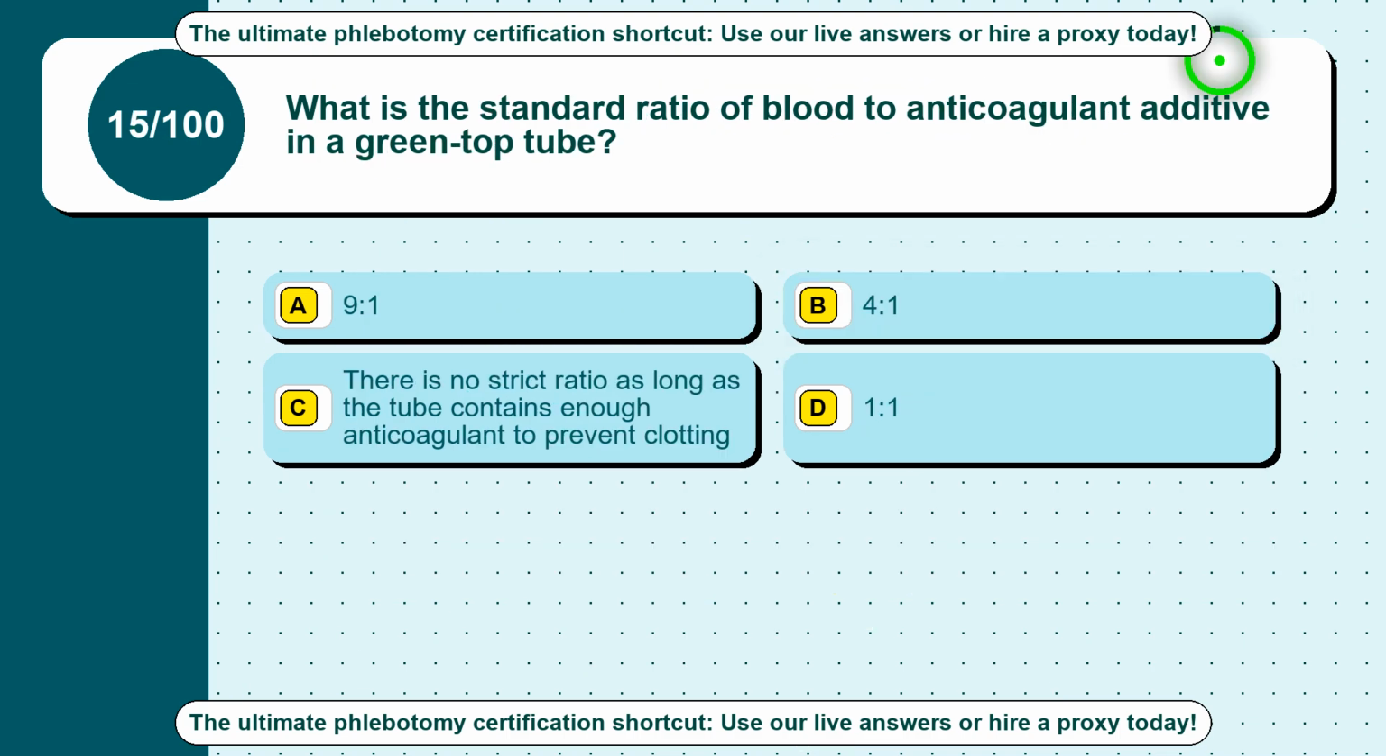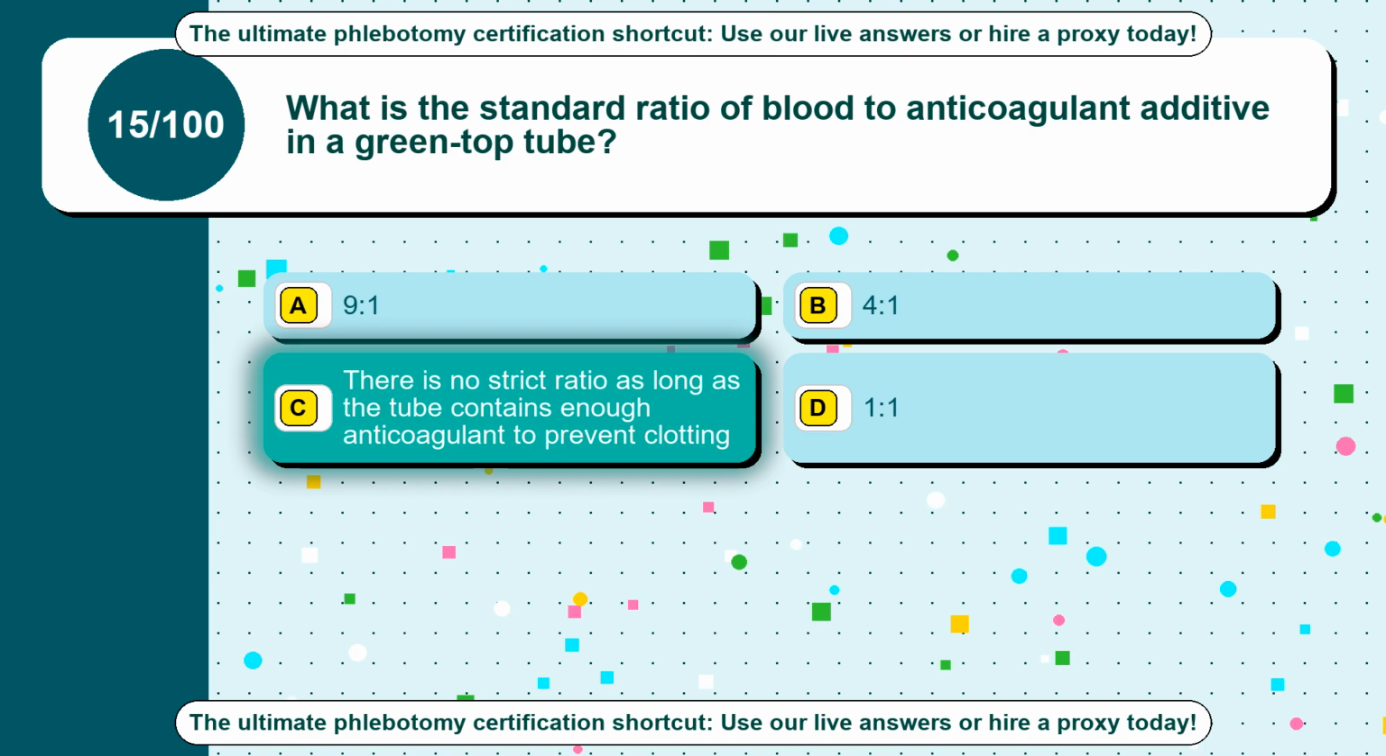Question 15. What is the standard ratio of blood to anticoagulant additive in a green top tube? Option A, 9:1. Option B, 4:1. Option C. There is no strict ratio as long as the tube contains enough anticoagulant to prevent clotting. Option D, 1:1. The correct answer is option C. There is no strict ratio as long as the tube contains enough anticoagulant to prevent clotting.